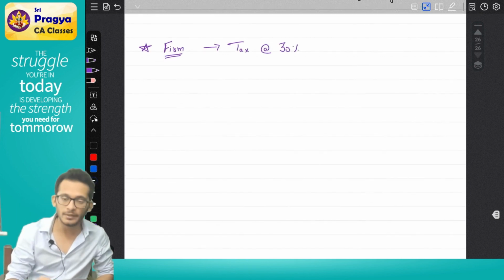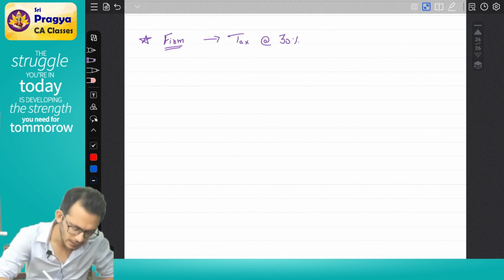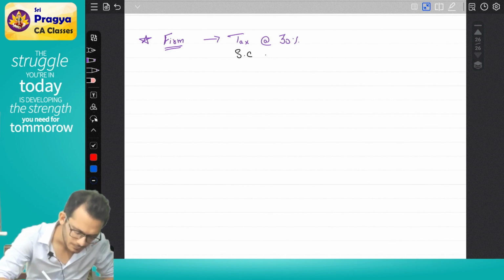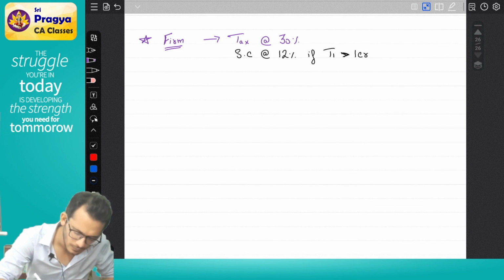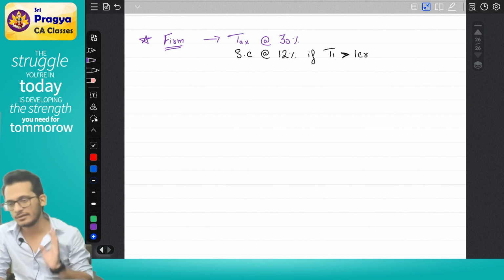Rahul, can a firm be rich? Yes. A firm can be rich. So therefore, the provision is that it will be liable for a surcharge at the rate of 12% if total income goes beyond 1 crore. Total income is going beyond 1 crore. This is all the provision is.